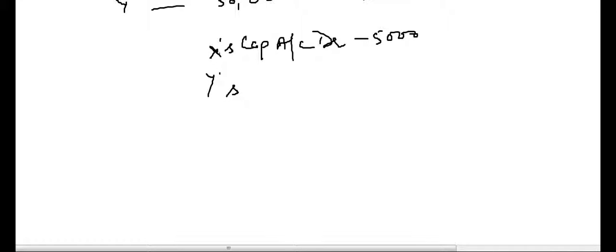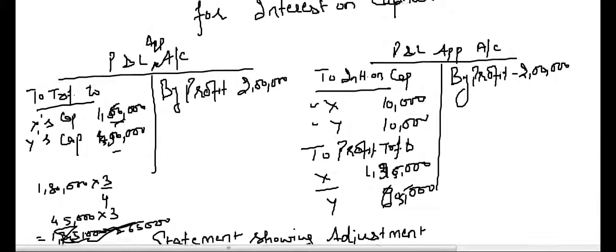Clear? So the entry will be X capital account debit 5,000 and Y is capital account debit 5,000. Sorry, capital account credit. To Y's capital account 5,000. This will be the journal entry. See, there's nothing in it.